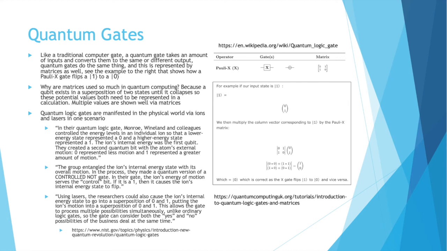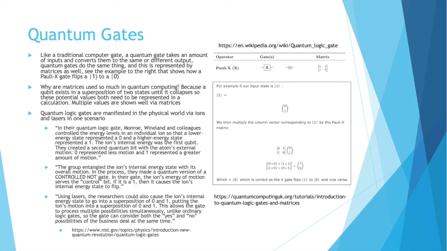The team created a second quantum bit with the atom's external motion. 0 represented less motion, and 1 represented a greater amount of motion. The research group then entangled the ion's internal energy with its overall motion. This is the quantum version of a controlled NOT gate, a CNOT gate. In their gate, the ion's energy of motion serves as the control bit. If it is a 1, then it causes the ion's internal energy state to flip.